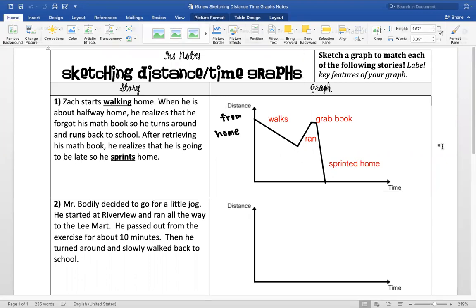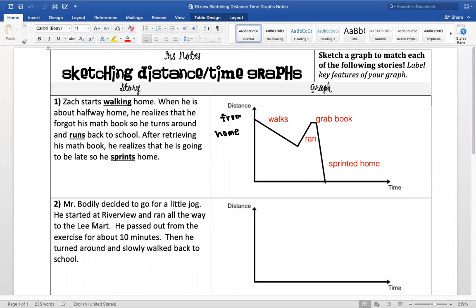Okay, so let's have you then read this next story. Problem number 2. Mr. Bodily decided to go for a little jog. He started at Riverview and he ran all the way to the Lee Mart. For those of you who don't know, the Lee Mart is that gas station on the corner of 700 and some other street. I'm really bad with street numbers, but it's the gas station that people go to sometimes in the morning. So Mr. Bodily started at Riverview and ran all the way to the Lee Mart gas station.